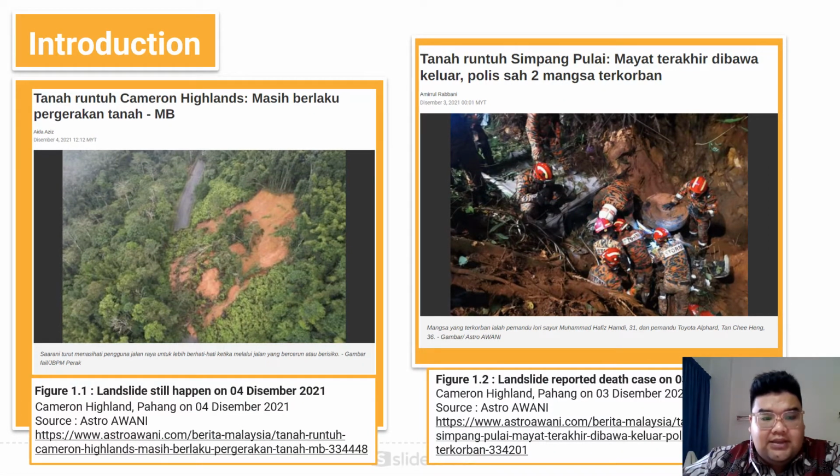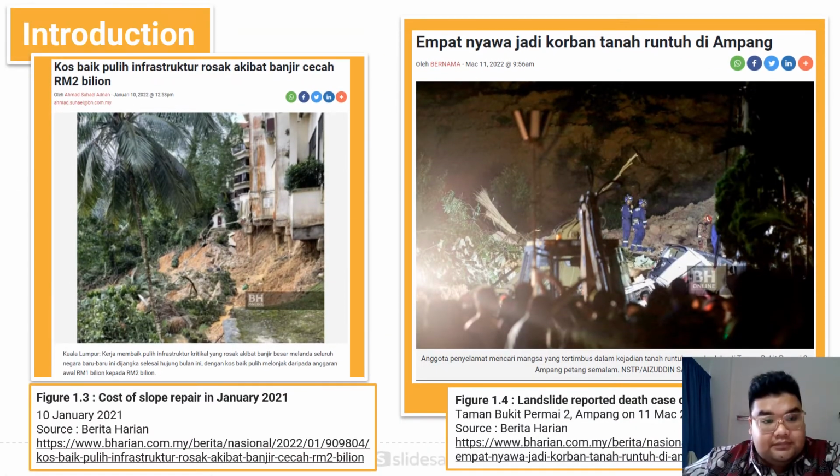According to a newspaper cutting from 3 December 2021, a landslide reported a death case, and a landslide still happened on the 5th of December 2021. Also from the newspaper cutting, we can see that the cost of slope repair in January 2021 was almost 2 billion ringgit.